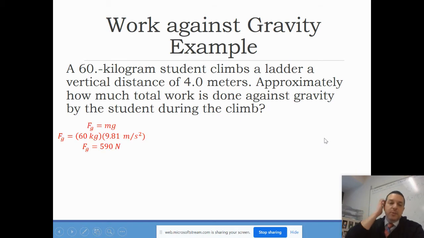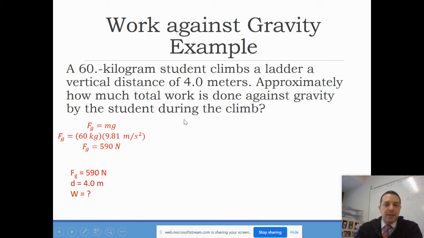The first thing we have to do, if we're going to do work against gravity, is we have to find the force of gravity that's acting on the student. When a student is pulling themselves up the ladder, it's their own weight that they're working against. So to find the weight of the student, we multiply the student's mass by the acceleration due to gravity. We find that the force of gravity acting on the student is 590 newtons.